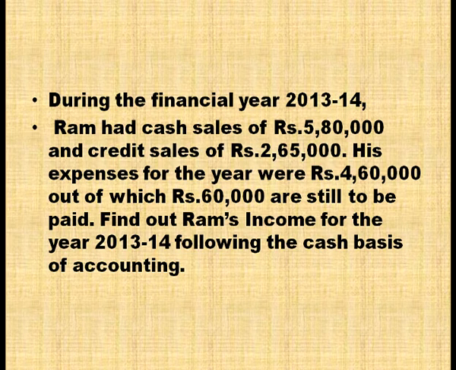Here is a question to find out the income according to the cash basis of accounting. During the financial year 2013-14, Ram had cash sales of ₹5,80,000, credit sales of ₹2,65,000. His expenses of the year were ₹4,60,000, out of which 60,000 are still to be paid. Whatever is paid and whatever is received only will be considered in cash basis of accounting. Find out Ram's income for the year 2013-14 following the cash basis of accounting.